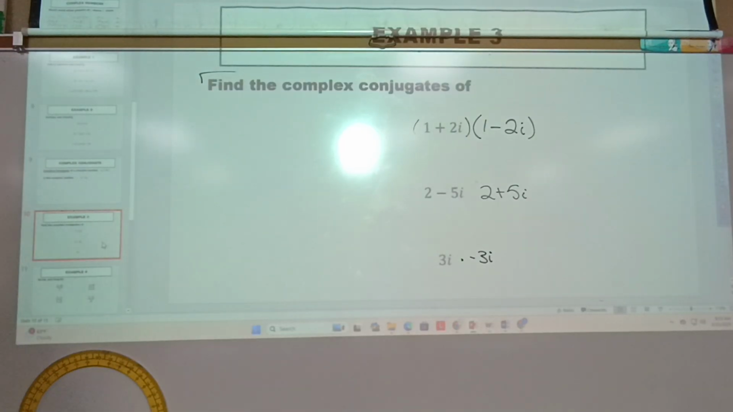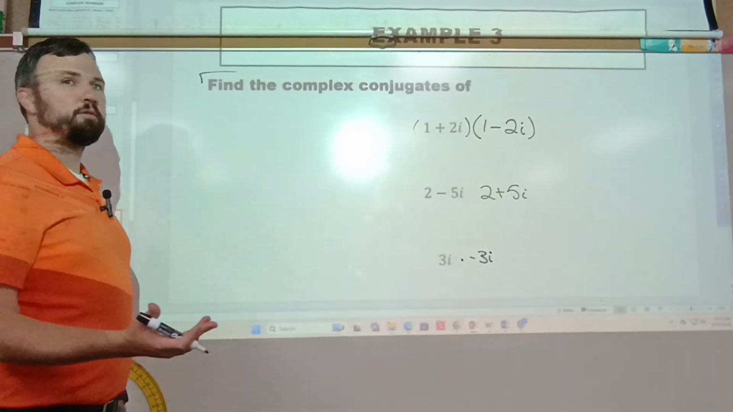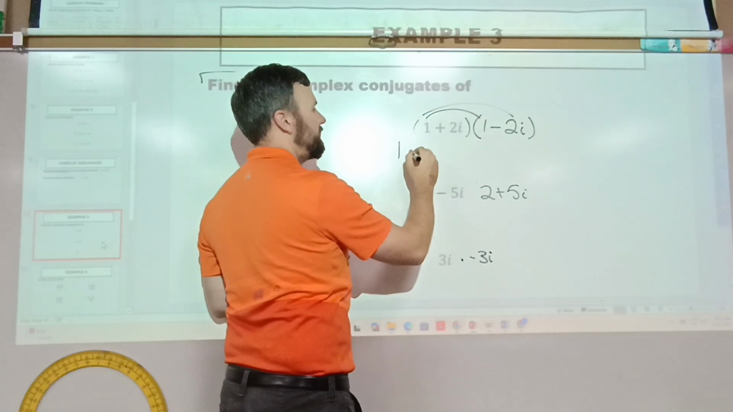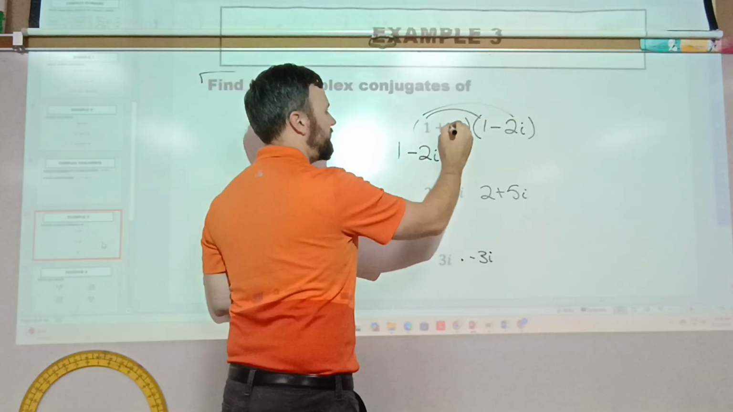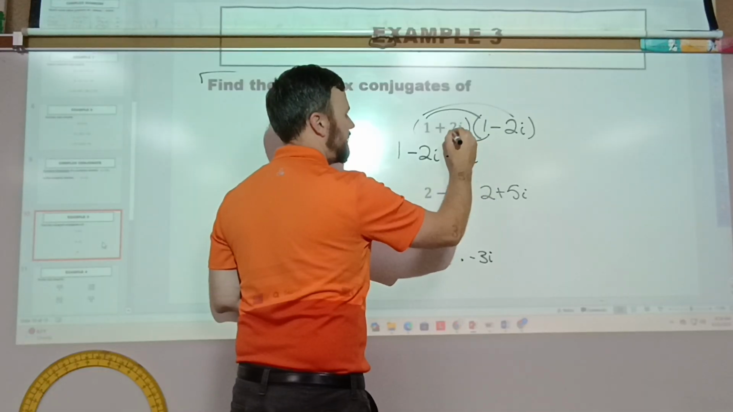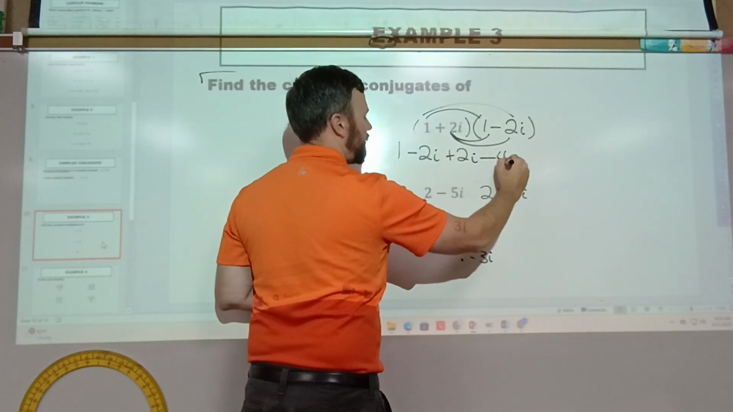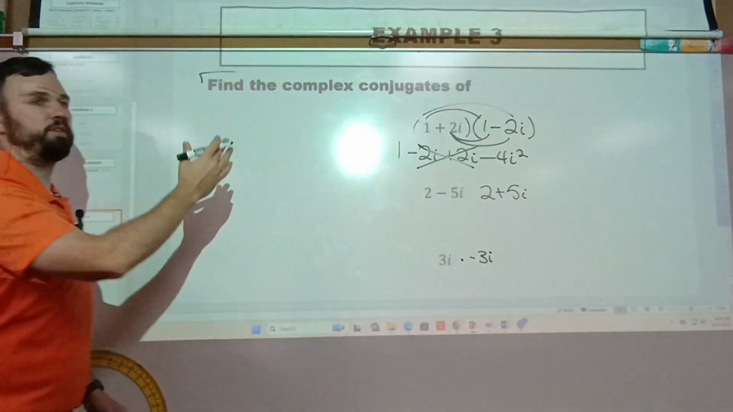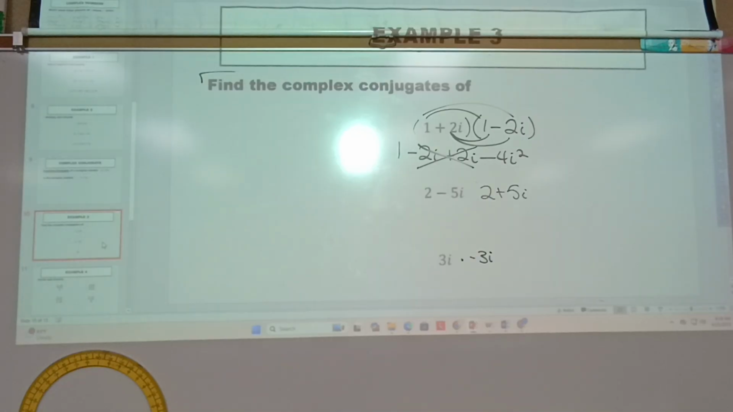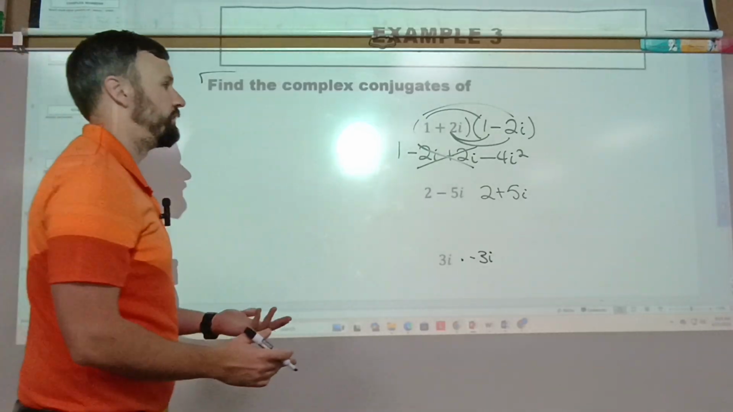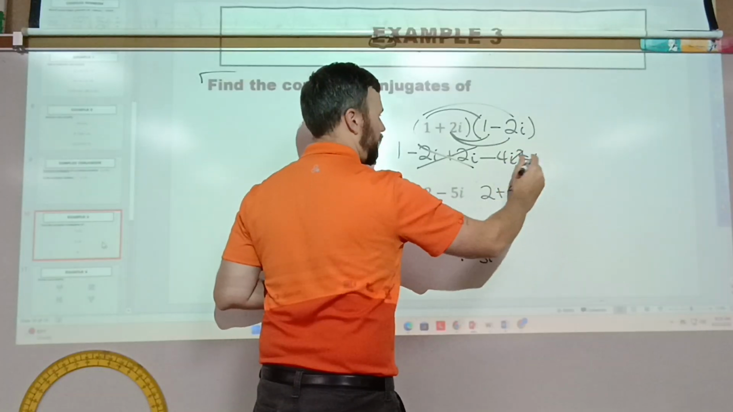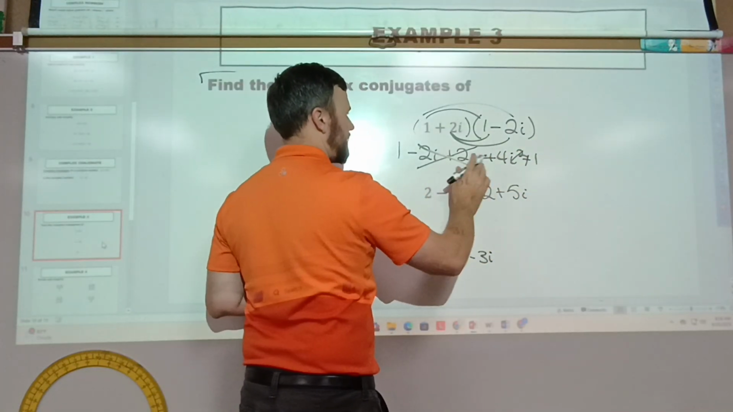Now you don't have to write this part, but here's why it works if you want to know the why. When you FOIL it, you do your 1, then you'll have a minus 2i, you'll have a plus 2i, and then you'll have a minus 4i squared. What will always happen in the middle if they're opposite signs? The middle will always cancel, so the i's will go away. That's what a conjugate does. It gets rid of the unrealness. And that becomes -1.